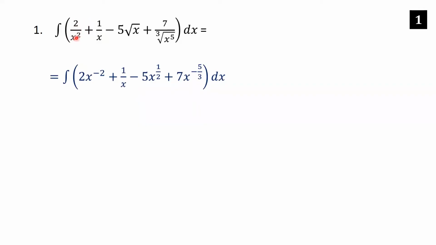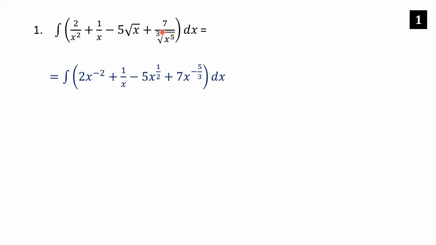get rid of the fraction by rewriting it with a negative exponent. So 1 over x squared is the same as x to the minus 2. 1 over x we're going to leave alone because that one is special. That's going to become a logarithm, right? Root x, well, the root becomes the denominator of the fraction for the exponent. So root x is x to the 1/2.